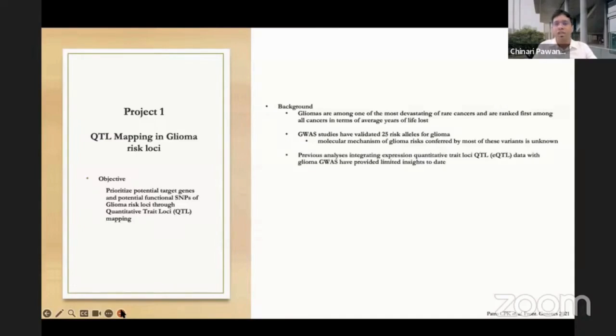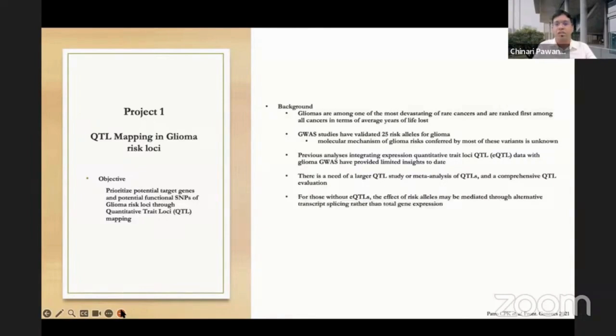So the previous analysis that was done using eQTL provided limited insights. And there was a need for a larger QTL study and meta-analysis of QTLs to give a comprehensive evaluation. And for those without eQTLs, the thought was that maybe it could be coming from alternative splicing. So we wanted to study RNA splicing as well.